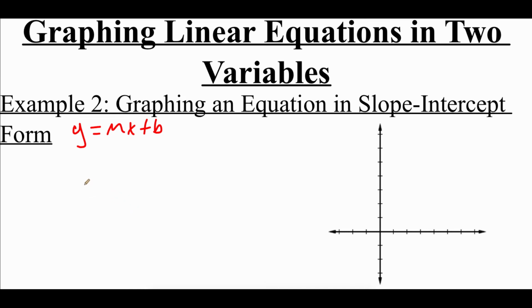So if we look at the equation y equals 3x minus 2, the first thing we want to identify when we're working with slope-intercept form is actually the y-intercept. So I'm looking at the b value on the end. So here we've got negative 2. So that means our graph is going to cross through the y-axis at negative 2. So on my y-axis here, negative 2 is 2 spaces down. So I'm going to put my first point there.